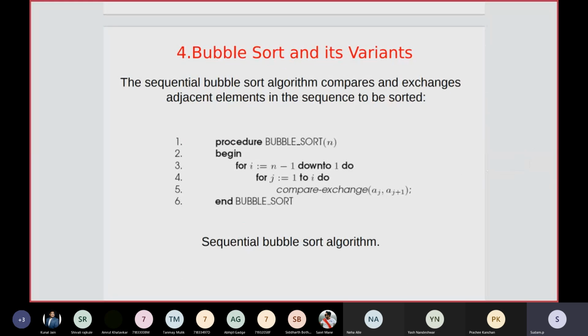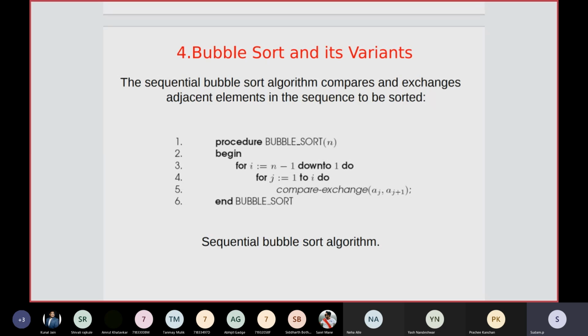Then moving towards our next topic, and this is important compared to the last two topics, that is the sorting network and the Bitonic sort also, because bubble sort is given in your syllabus, as well as it is an important algorithm as far as your LP1 assignments are concerned.